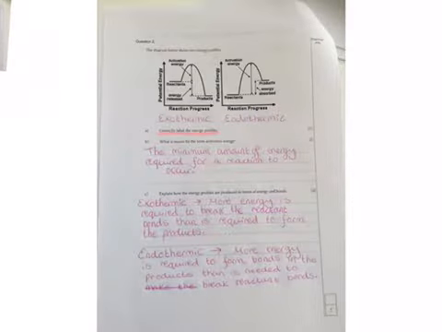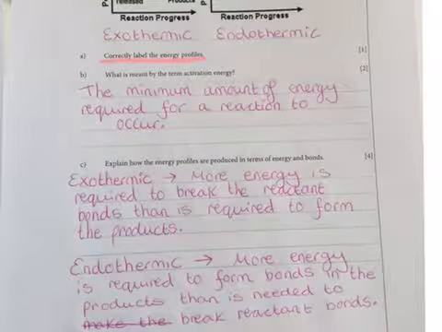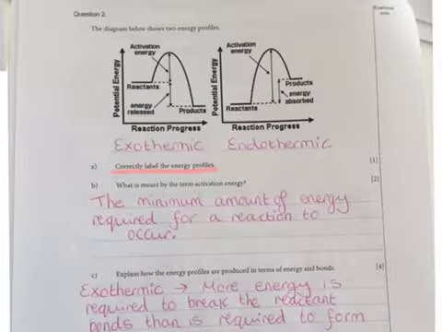Moving on to question 2, which is looking at different energy profile diagrams, and loads of people will miss out this question because there's no line. Correctly label the energy profiles. So the first one is exothermic because energy is being released, and the second one is endothermic because energy is being absorbed. State what is meant by the term activation energy: the minimum amount of energy required for a reaction to occur. So the minimum amount of energy required for a reaction to occur.